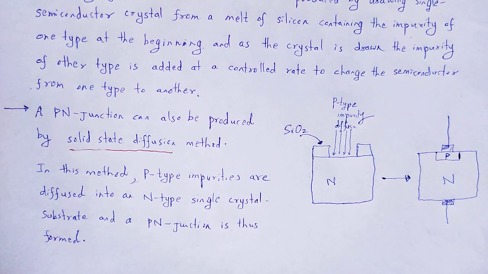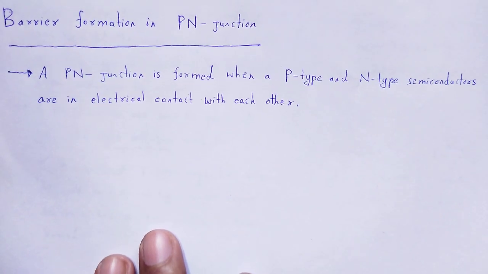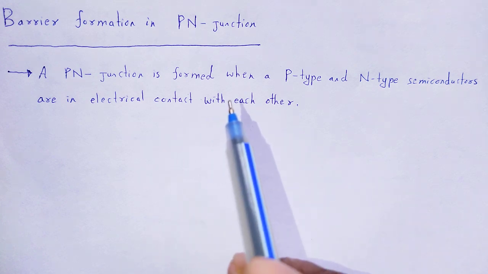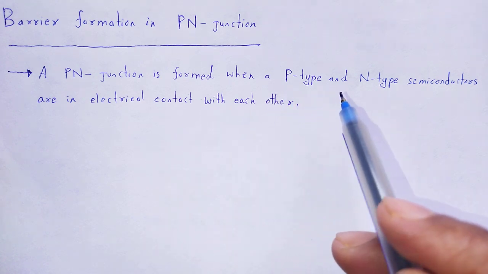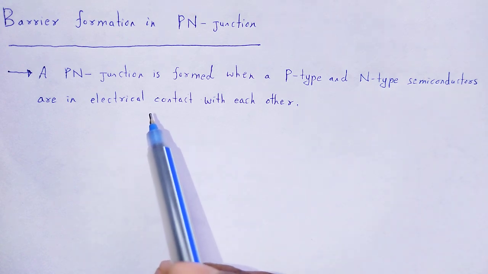Next, barrier formation in p-n junction. How is barrier formed in a p-n junction? A p-n junction is formed when p type and n type semiconductors are in electrical contact with each other.